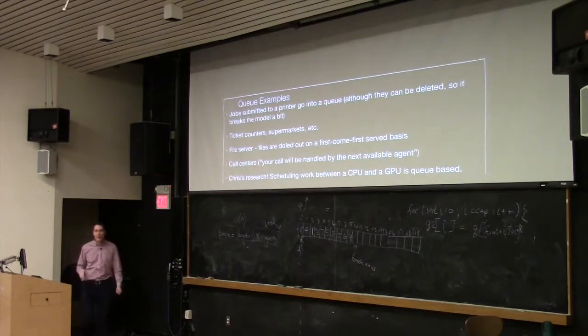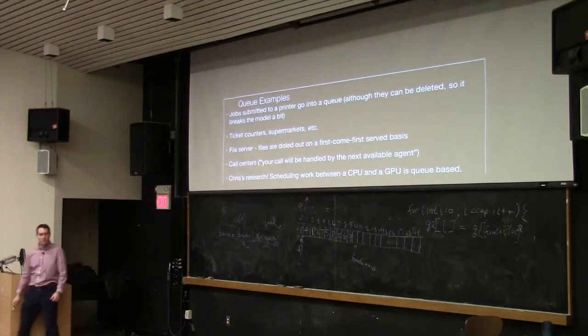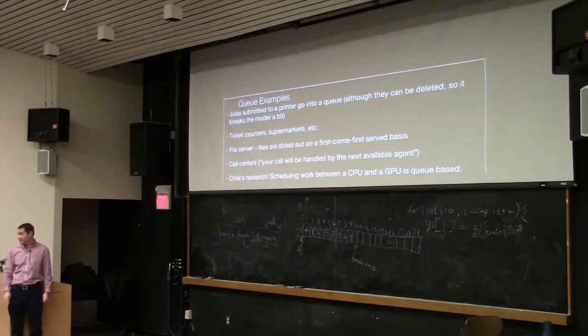Where else do we see Qs in the world? Well, we see Qs lots of different places. Submitting jobs to a printer go into a queue. Although, much like some of the question about the class list, deleting from a queue, it's probably not a strict queue, because you can generally delete from a printer queue. If your job is in the middle of a bunch of jobs, you can say, I want to delete that one.